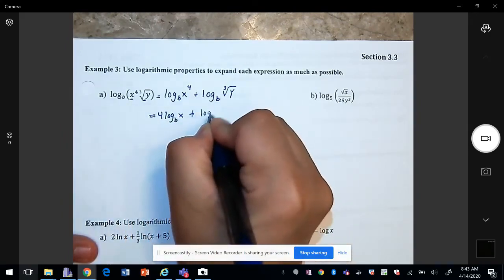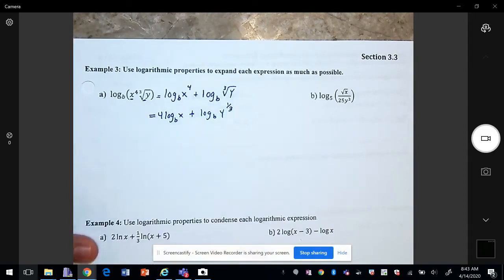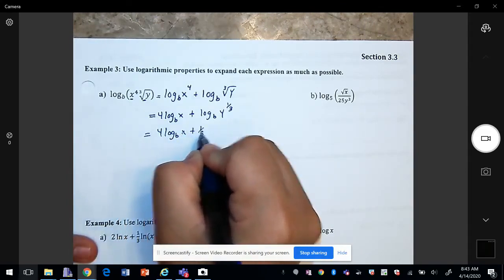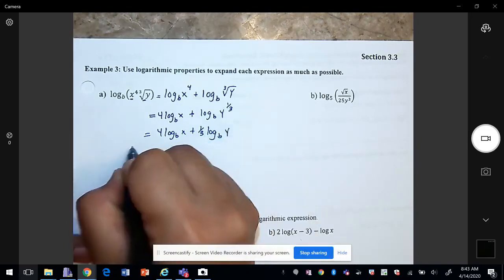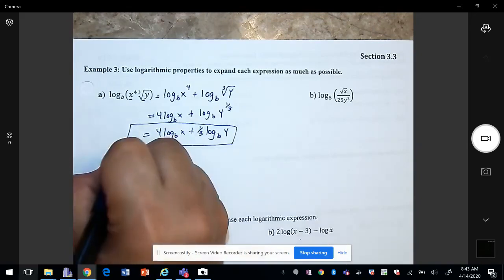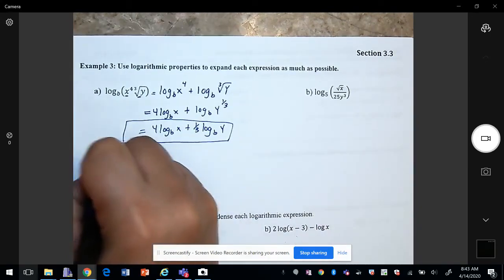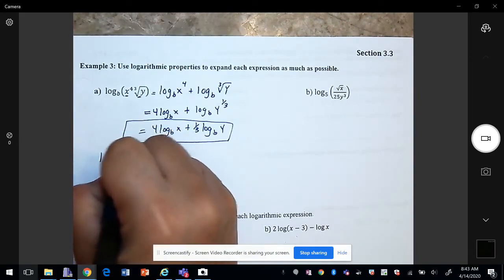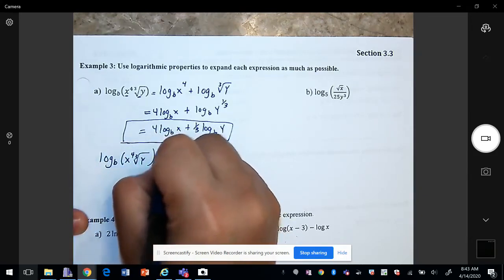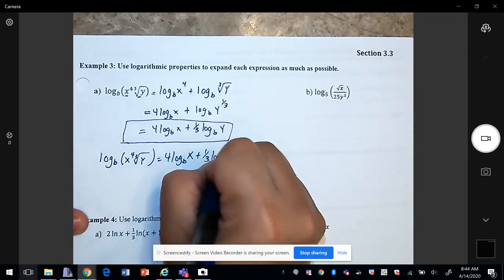And here, since I have a root, I can rewrite it as an exponent, as a fraction. And so I can bring the fraction now to the front. And so this would be our expanded logarithm. Okay, so what this means is the original log b of x to the fourth times the cube root of y is equal to 4 log b x plus 1/3 log base b of y.